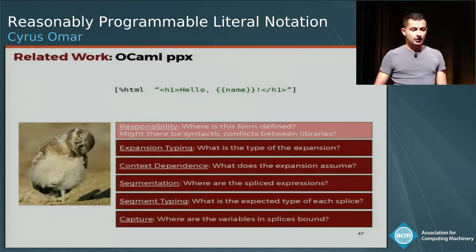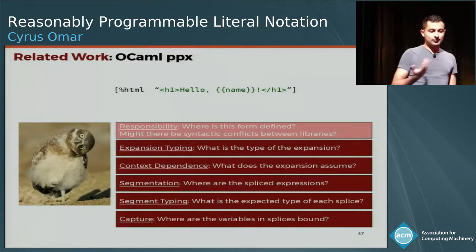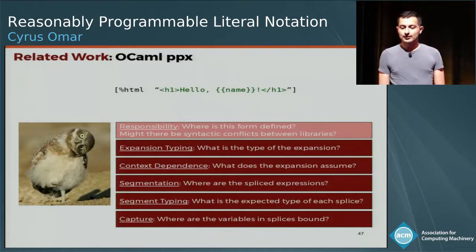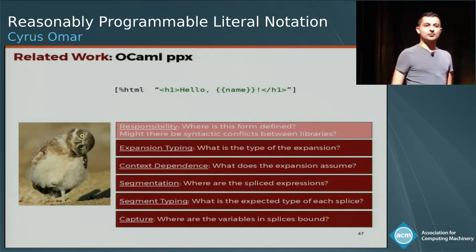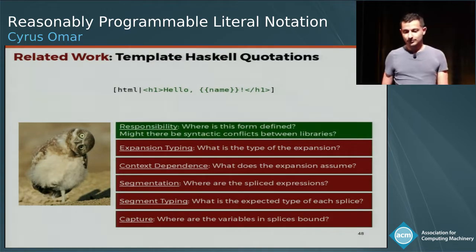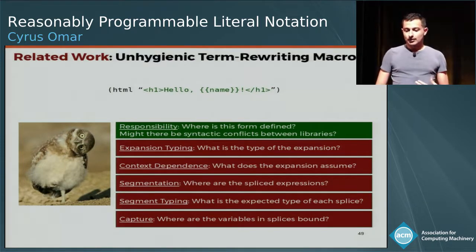So for example, in OCaml, people use PPXs sometimes. These are preprocessors that look at these annotated ASTs and they'll go and rewrite them. And this sort of addresses the responsibility problem in that there's a name there, but that name is just like a token. There's no scoping, there's no abbreviations that you can do for that. So it kind of addresses responsibility, but none of the other reasoning principles. Template Haskell has this quotation system that has proper responsibility, but you can't abstractly reason about typing and binding and so on. It's the same thing with unhygienic term rewriting macros in various languages like various Lisps.